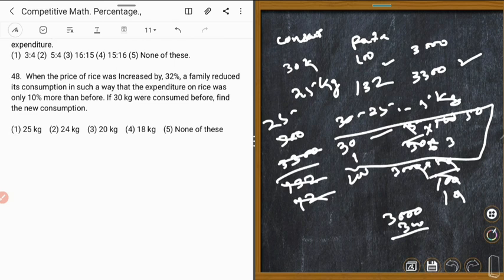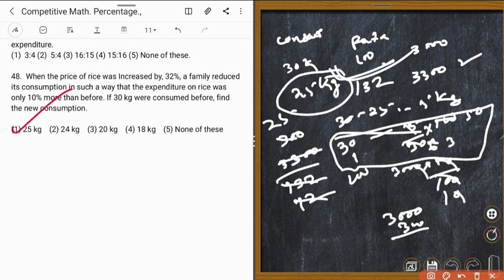His new consumption is 25 kg. Right? This one is the right answer. 25 kg. Which is correct? Number 1. Number 1 is correct.